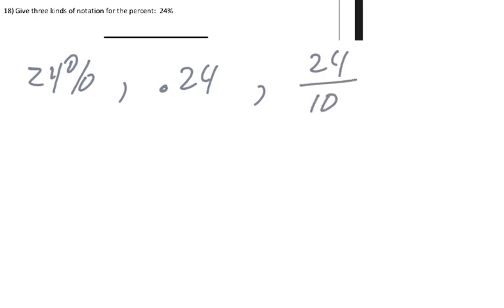Now, for number 18, it says to give 3 different kinds of notation for 24%. So clearly, we can say 24%. We can also say 0.24. And we can also say 24 over 100. Now, you may see this reduced. If you look at the key, that's actually what they end up doing. They're both divisible by 4, so we get 6 out of 25. But essentially, there's the answer.